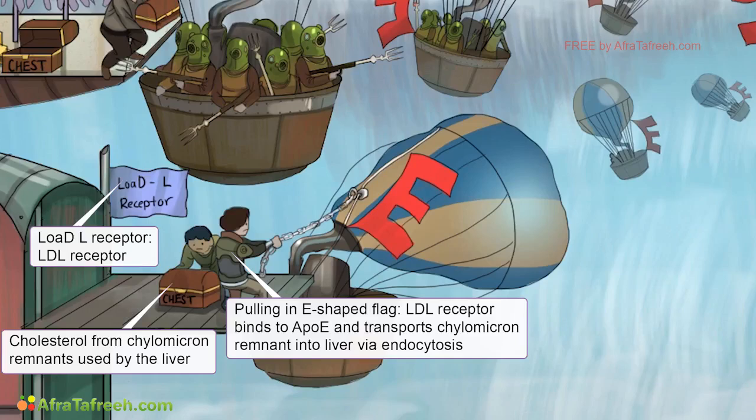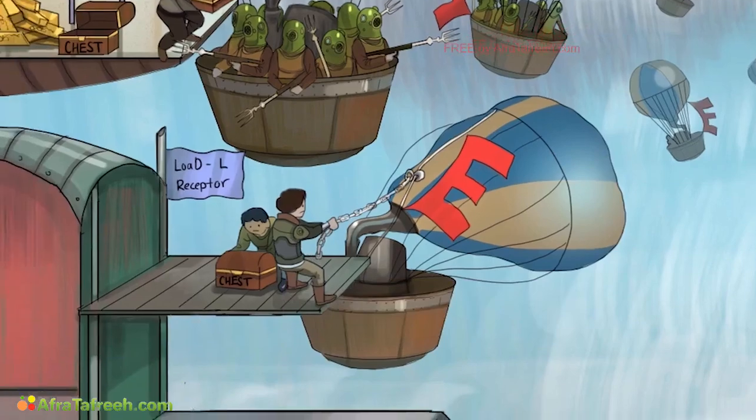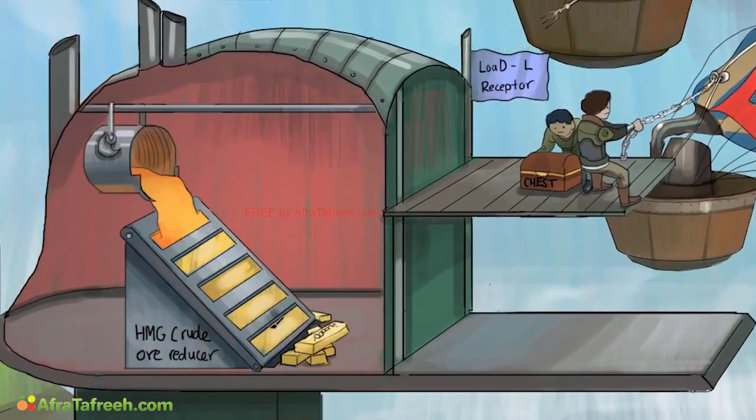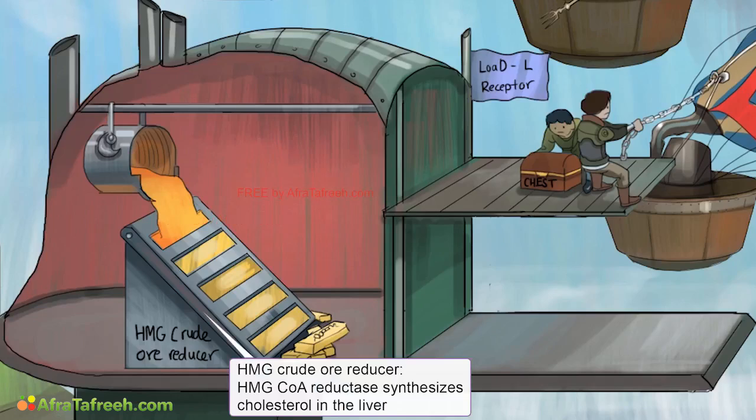The cholesterol ester chests that remain are unloaded and taken inside the liver, where they will either be converted into bile acids or repackaged and sent into the circulation on cholesterol delivery vehicles. Now, the liver does not rely solely on the endocytosis of lipoproteins as its source of cholesterol. Hepatocytes can also synthesize their own cholesterol via a pathway involving the formation of mevalonic acid by HMG-CoA reductase.